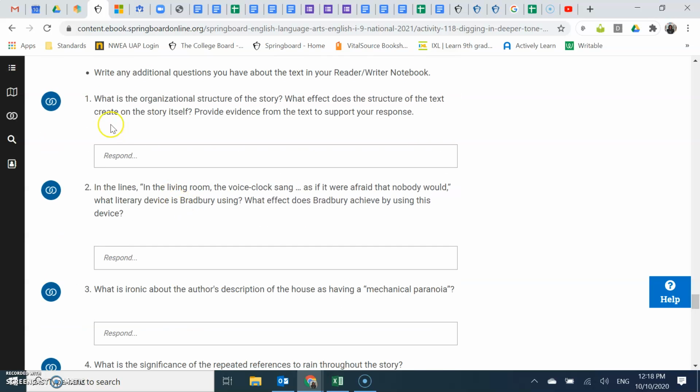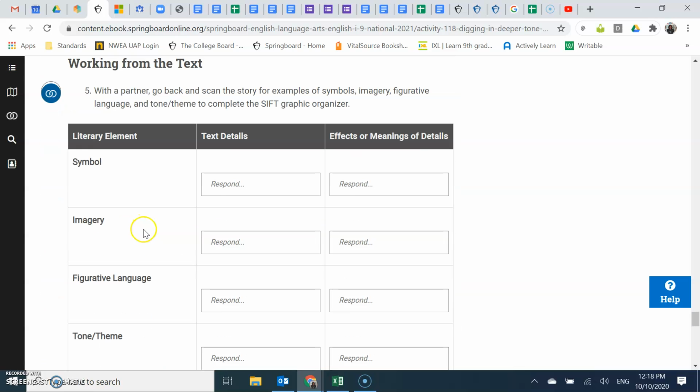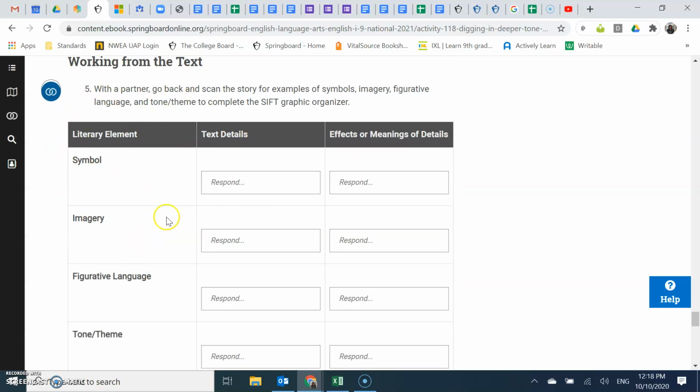So you're going to answer questions 1 and 2, and then you're going to come down here and do working from the text. I think you did this in 1.16. You are going to find symbols in the text using evidence, using quotes, and then explain the meaning of the symbol. I want you to find 2 for each thing. So you're going to find 2 symbols, 2 pieces of imagery. Figurative language should be easy. There's figurative language all over this place. Metaphors, similes, personification, onomatopoeia, it's everywhere. So find at least 2, and I encourage you to find more.